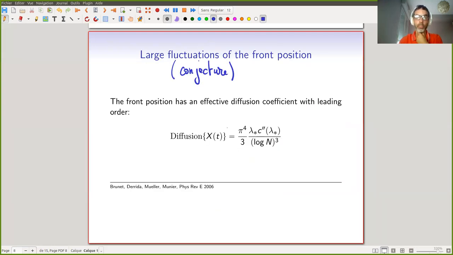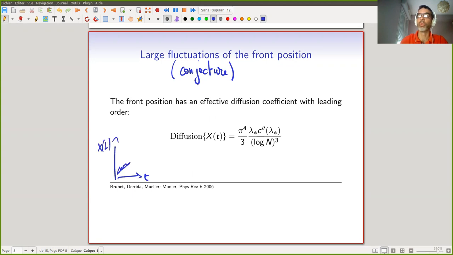And what was important to me to show you now is a result which is truly a conjecture, to my knowledge, hasn't been proven yet, but there is a lot of evidence, which is the fluctuations of the front position. You know that if you have only a finite number of individuals, the speed will be impacted by a log n squared. And now, using the same kind of tools, and this is a collaboration between Brunet, Derrida, Muller, and Mignet, they say that the location of the front will wander around, so it will increase if you plot x as a function of t.